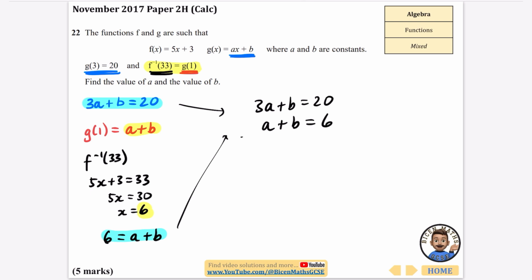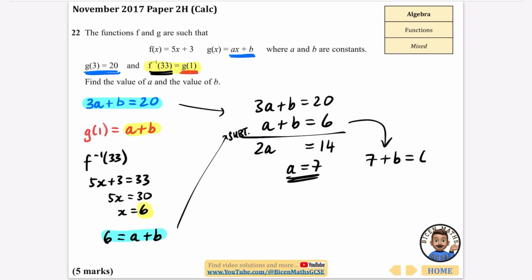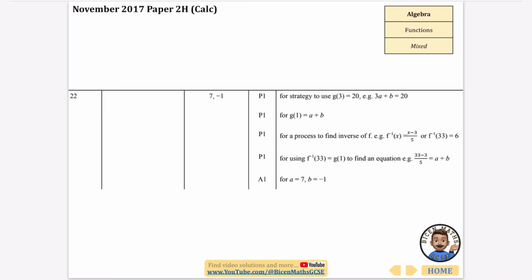Now it's a calculator one, but I'm going to just do, obviously, solving simultaneous equations. I don't think I'm going to need to use the calculator. If I subtract these, 3a take away a is 2a, and the b's cancel, and 20 take away 6 is 14. I'll then divide by 2 so that a is equal to 7. And if you just look at using this equation, if a is equal to 7, we get 7 plus b equals 6. So I do 6 take away 7, and I get that b is minus 1. So a is 7, and b is minus 1. There it is.